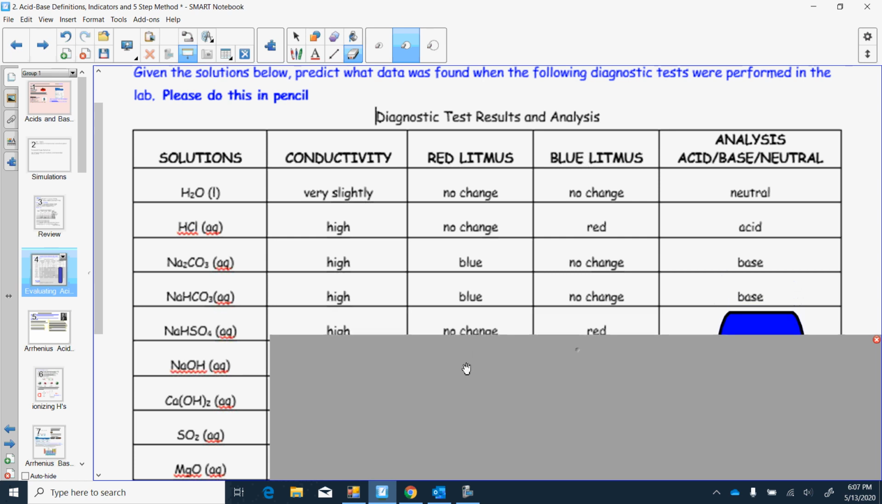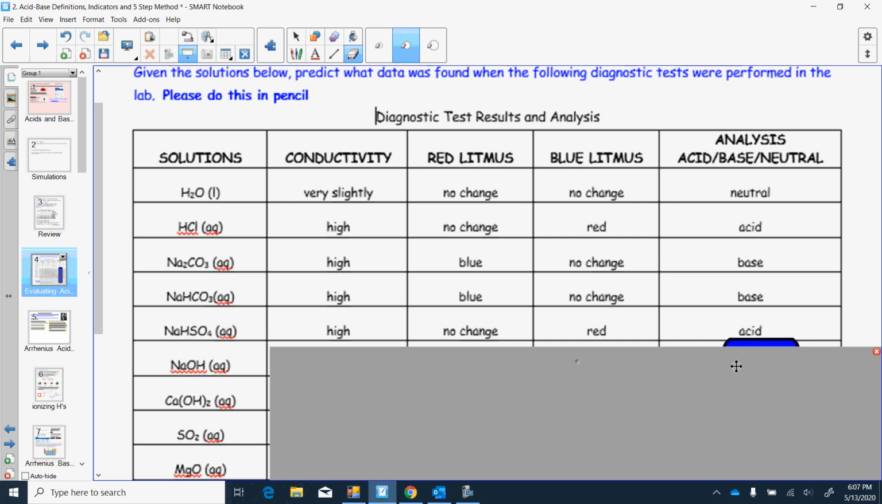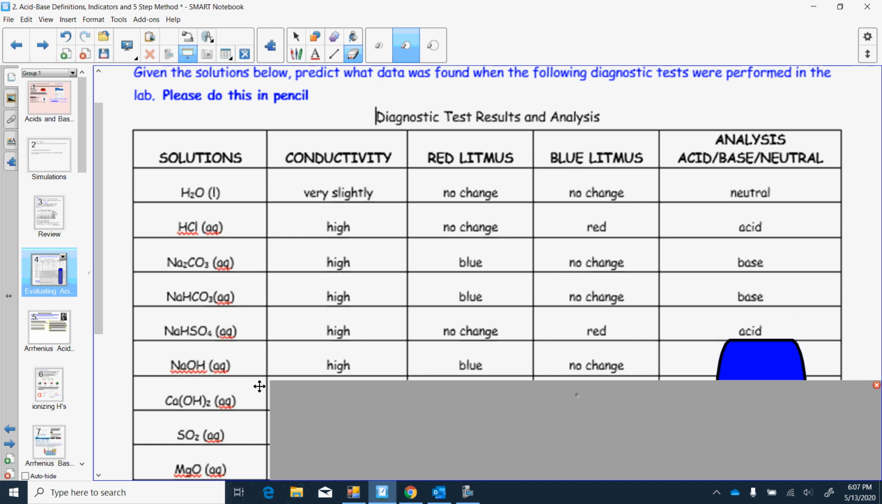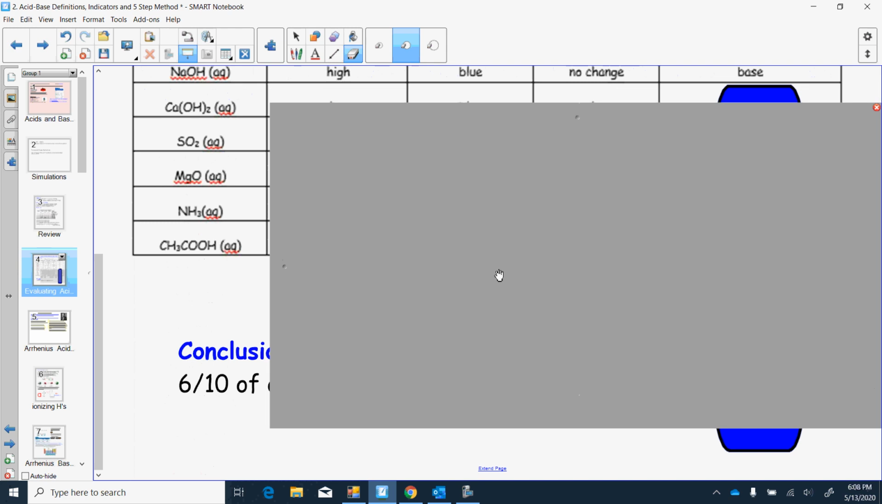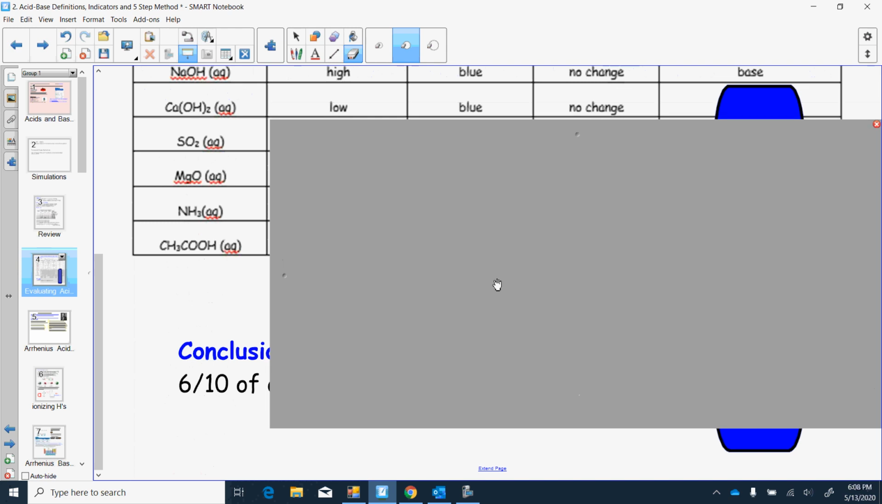Third one here, same idea. These guys all kind of look alike. They've got the sodium, they've got the hydrogen, but look how close they look. And they're ionic, so it doesn't surprise me that they have high conductivity. But this one actually turns litmus red. This fella right here acts like an acid. Okay? Moving on, here's our OH. You probably saw the OH right away and knew it turned litmus blue, so we knew it was a base.